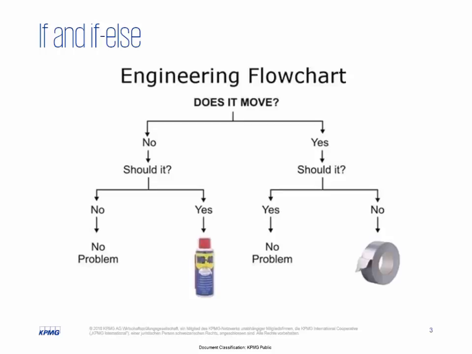Conditional statements give you the option to make decisions in your programs, if you have something you have to check. So that's the basic engineering flowchart. If it moves, yes. Should it move, then you use either tape or you use WD-40. That's the two things that every engineer needs, and you can pretty much solve any problem with those.